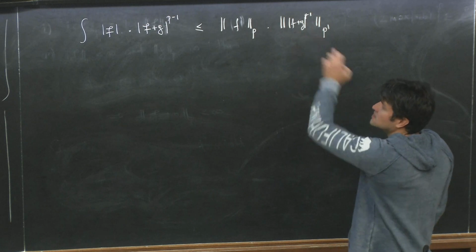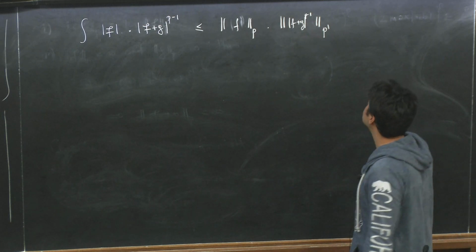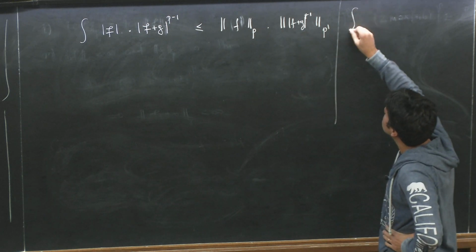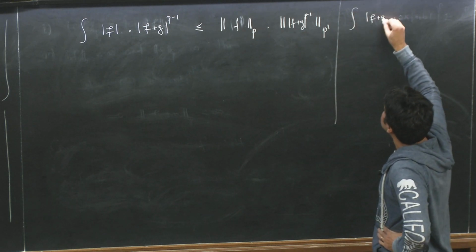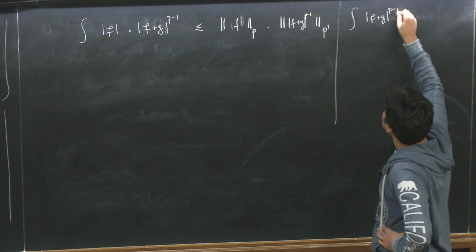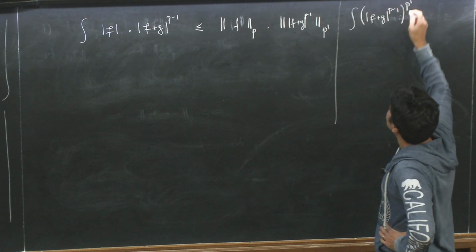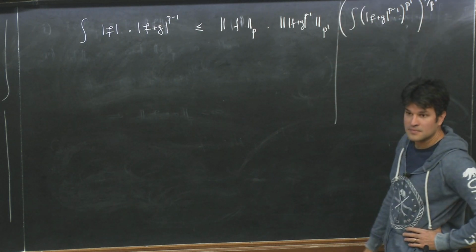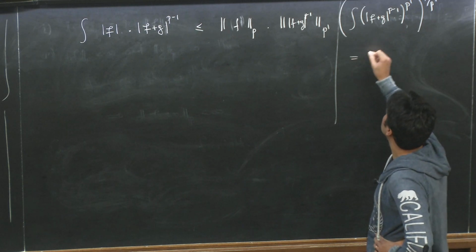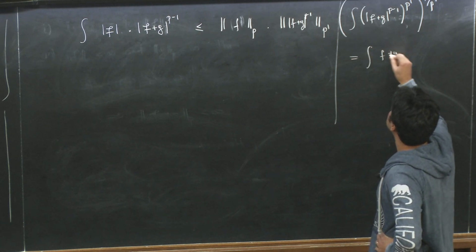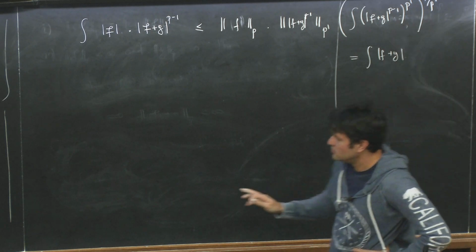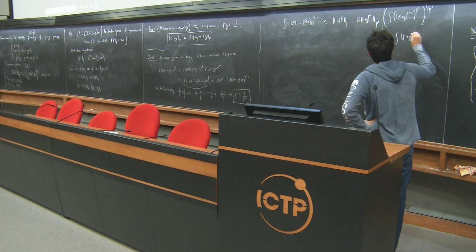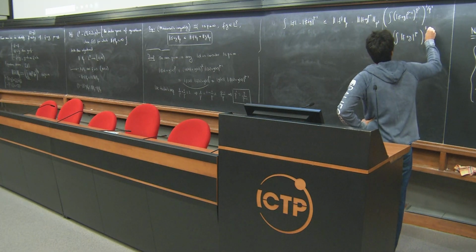Let's just see what this is. Let's make a side calculation here. So this is the integral of my function, which is (f plus g) to the p minus 1, raised to p prime, everything raised to 1 over p prime. This is the p prime norm, which is the integral of |f plus g|. Now, remember, p prime times (p minus 1) is just p, raised to 1 over p prime.